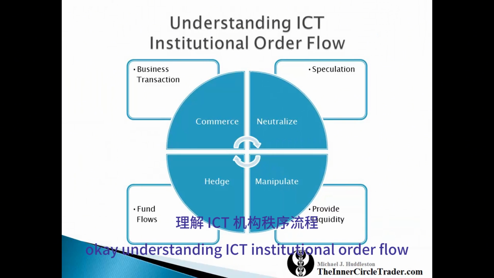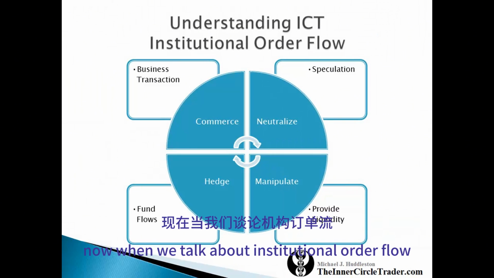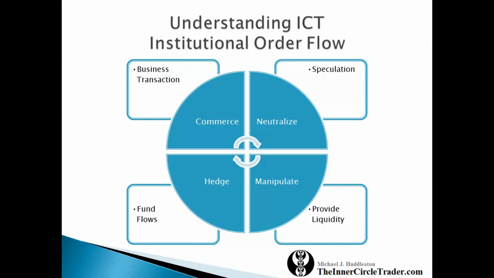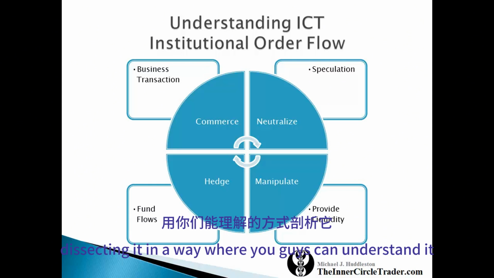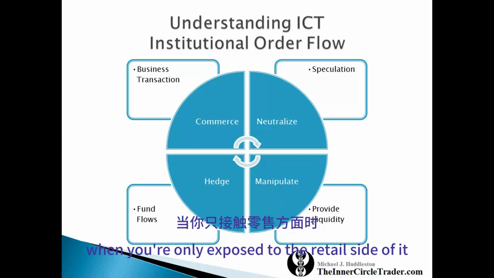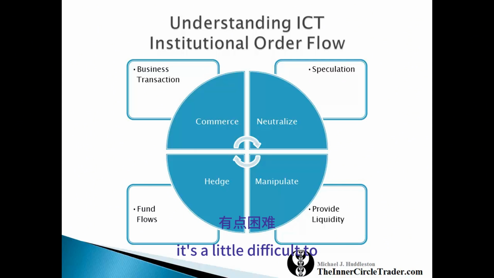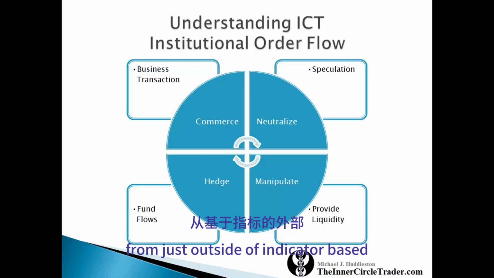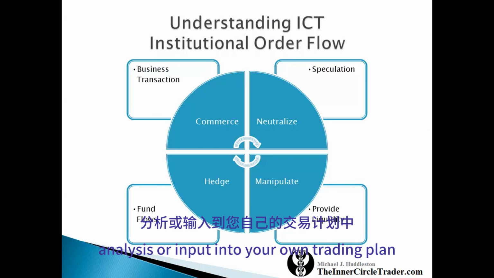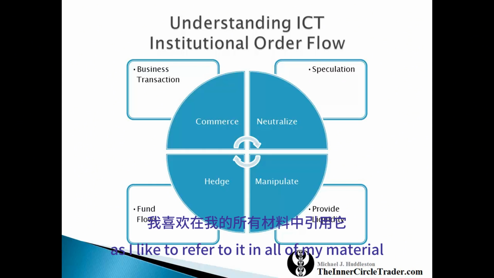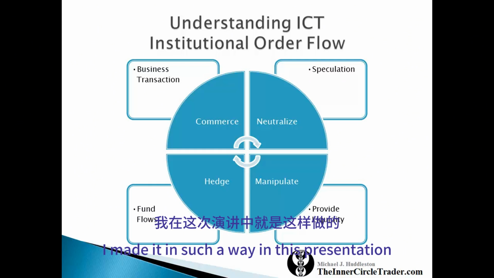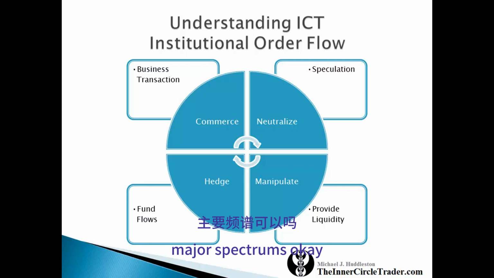Okay, understanding ICT institutional order flow. When we talk about institutional order flow, it's been a little bit of a challenge to dissect it in a way where you guys can understand it. When you're only exposed to the retail side of it, it's a little difficult to come away from the charts, from just indicator-based analysis or input into your own trading plan. But when you look at institutional order flow, as I like to refer to it in all of my material, I made it in such a way in this presentation to break it down into 4 major spectrums.